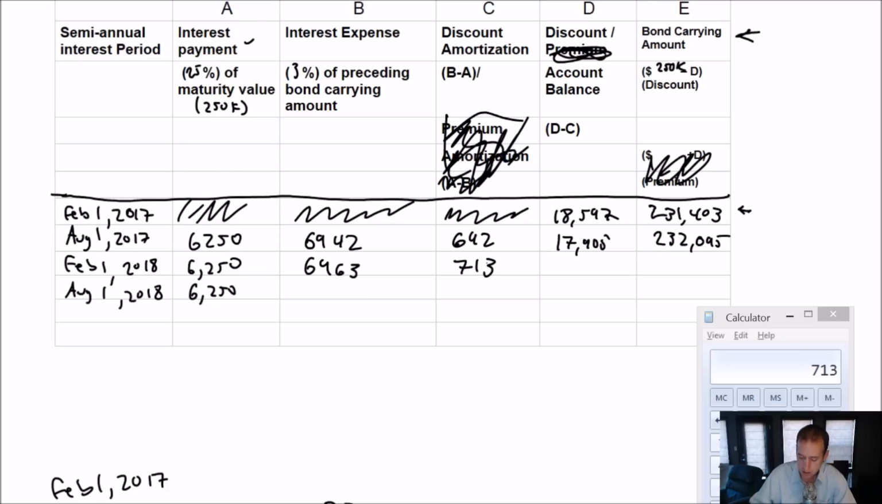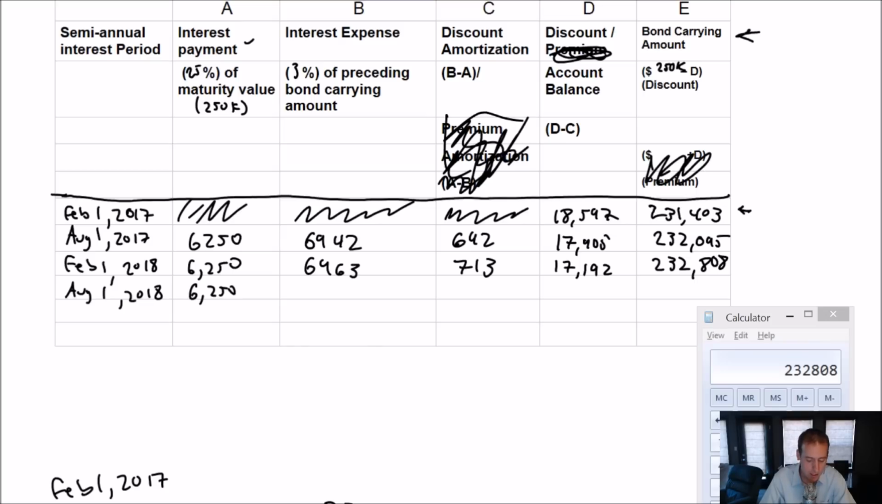The account balance, 17,905 minus 713, 17,192. Then 250,000 minus D, 250,000 minus 17,192 is 232,808. This is pretty mechanical. I'll explain more as we go, but I just want to make sure you've got the mechanism down here. This is called an effective interest rate table. We're determining our interest expense for the period. That's really the purpose of this.